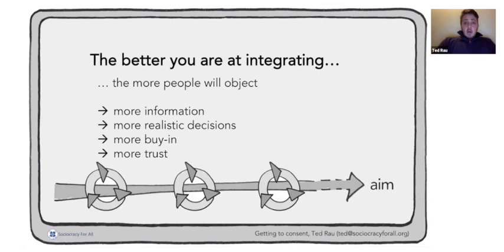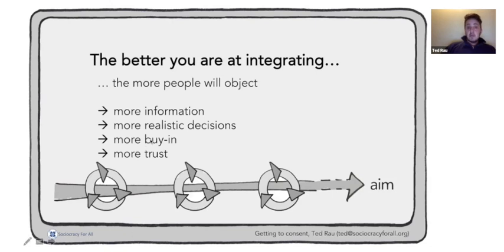So my whole point about objecting is, the better you are at integrating objections, the easier it will be for people to object. The more information you will get from people about what they think is going to work and is not going to work. So your decisions are going to be more realistic.